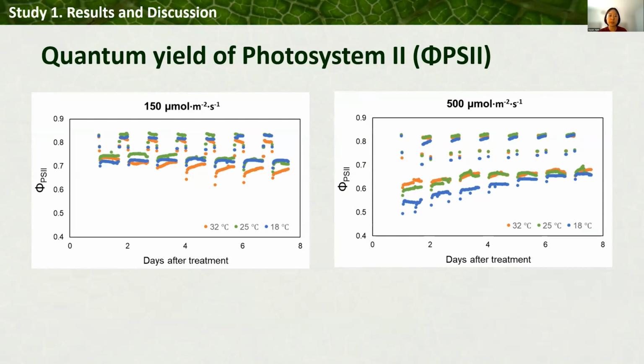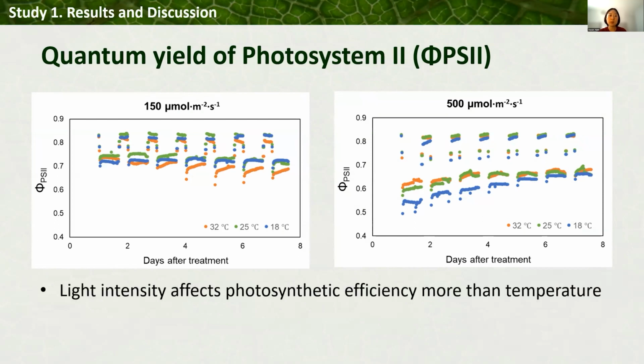But how about the temperature effect? It's a little smaller than the light intensity effect, but there is still a difference. For example, in the left-hand side graph, which is 150 PPFD, 25 and 18 degrees C showed quite similar quantum yield, but at 32 degrees C the quantum yield decreased a little bit at the end of the experiment.